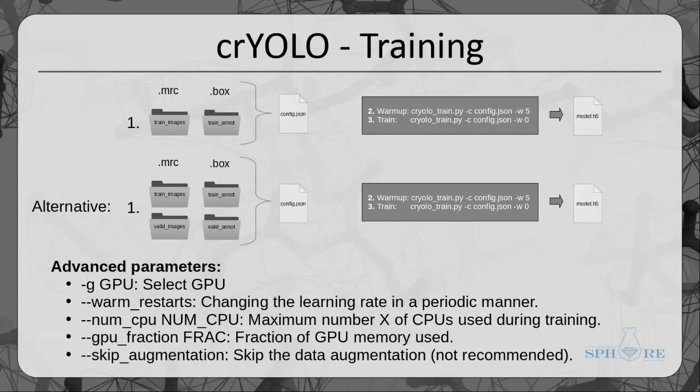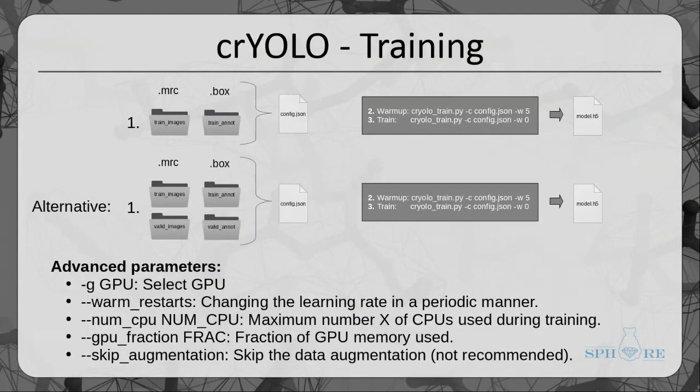allocates the complete memory. So the GPU fraction basically limits the amount of memory that is used by crYOLO. Let's say you have a very big graphic card, like a GV100 with 32 GB of memory, you don't need the complete memory for training crYOLO. But crYOLO per default will allocate the complete memory. And if you then want to run another GPU software on the same GPU, it will fail. What you can do then is use this flag and limit the GPU memory to, let's say, 50%.